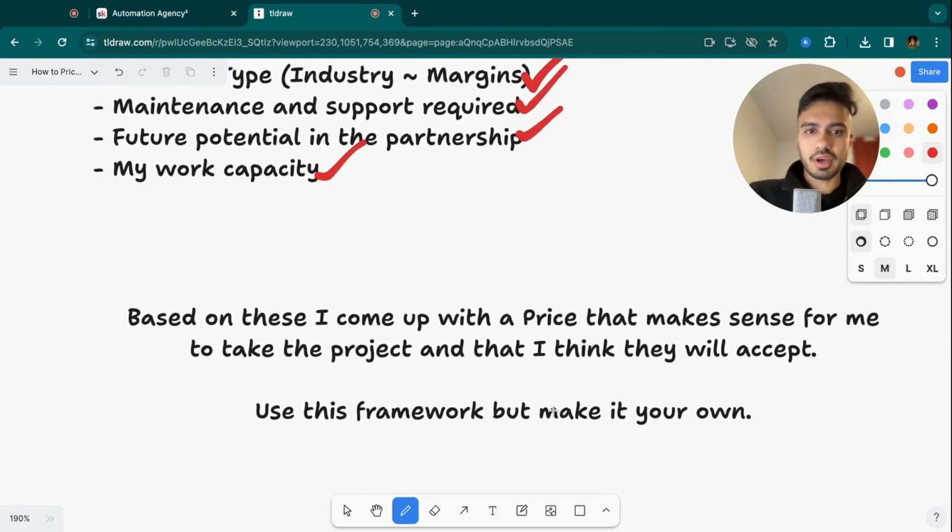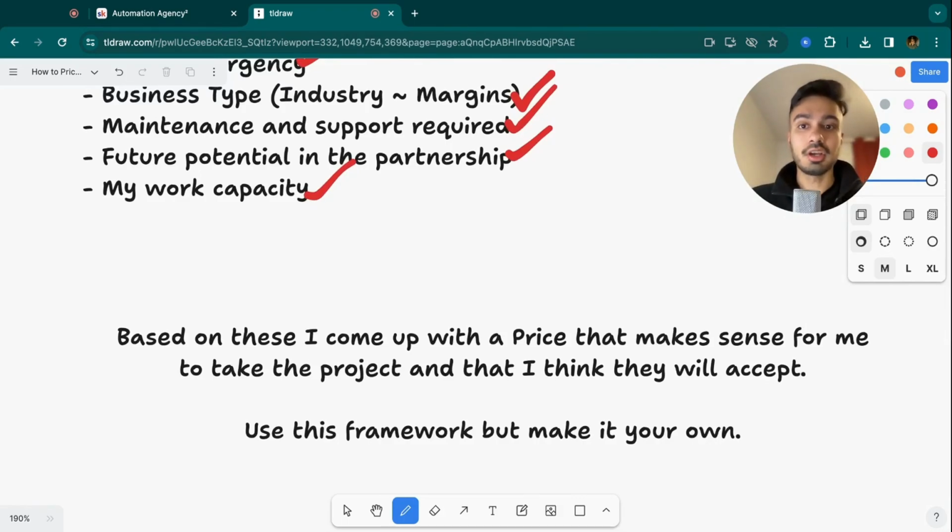Now, based on these, I come up with a price that makes sense for me. I factor all of these into a proposal, and then I send it out to the client. And I basically come up with a project that makes it worthwhile for me. It makes sense. What I'm getting out of this is enough to justify going into the project, and something that is reasonable that I think they will accept as well. So it's a balancing act between both lines. And over time, you're just going to get better at working that out. But this is the framework that I use.